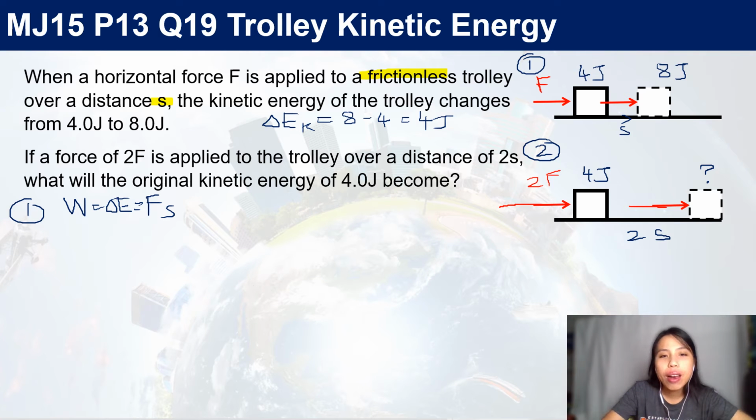Okay, so they already gave us horizontal force F applied throughout the distance. So you can say the force is not changing. Force, 2F. So the change in energy, we already calculated that, is 8 minus 4. So that's 4 joules of energy. So 4 joules equals some force times distance. Okay, that's all we know.